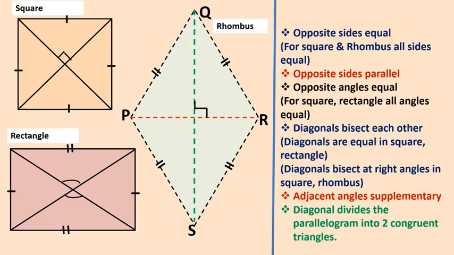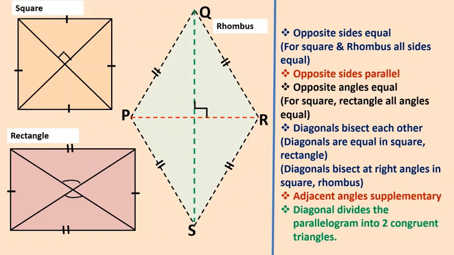Adjacent angles supplementary. What do you mean by that? We have learned adjacent angles. Now in this rhombus, which are the adjacent angles? Angle P and angle Q are adjacent. They are supplementary. They add up to 180 degrees. Similarly, angle Q and angle R are supplementary, 180 degrees. Q plus R, R plus S also 180 degrees, S plus P also 180 degrees. Remember.